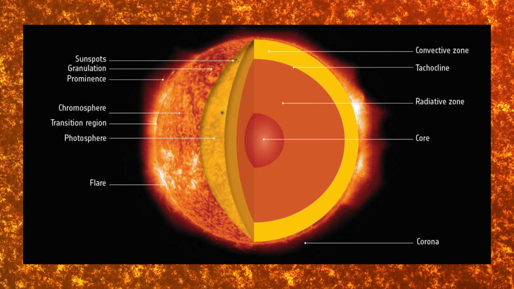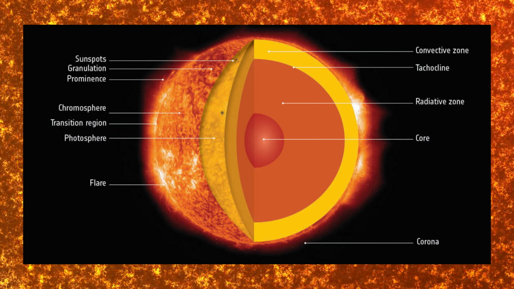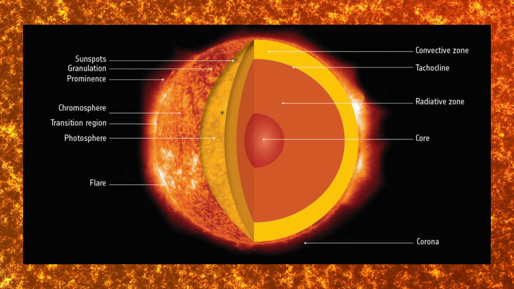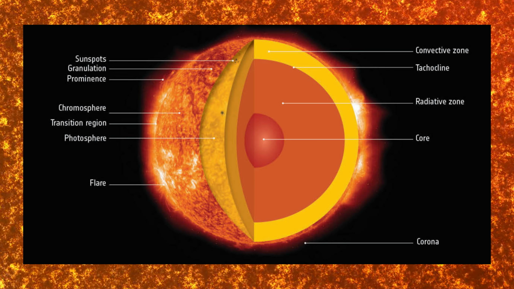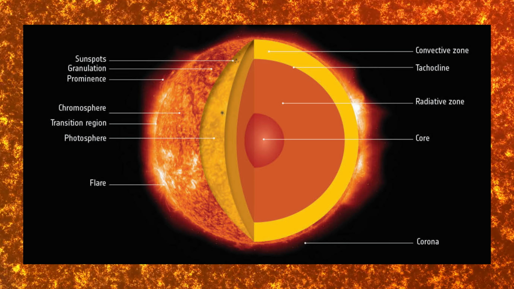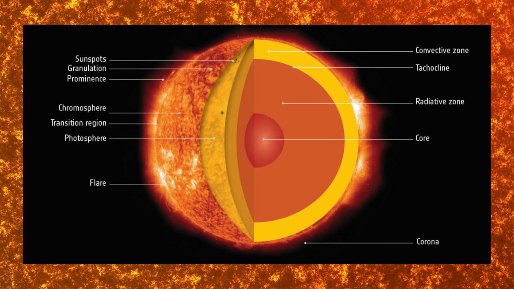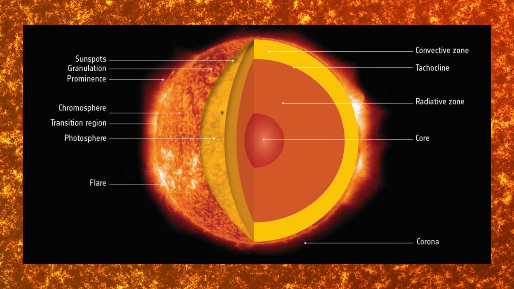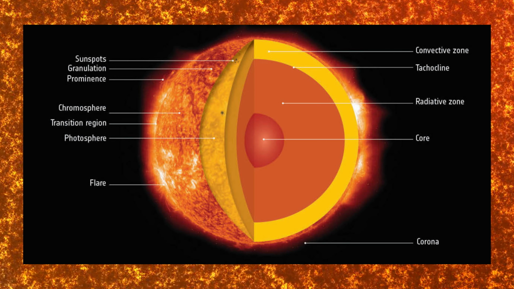5. Chromosphere. Located above the photosphere, this thin layer is where the temperature starts to increase again. It's visible during a solar eclipse as a reddish rim around the sun. 6. Corona. The outer atmosphere of the sun, which is surprisingly much hotter than the surface itself. The corona can only be seen during a total solar eclipse and extends far out into space.